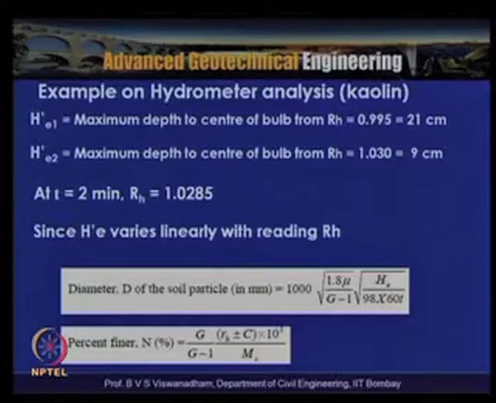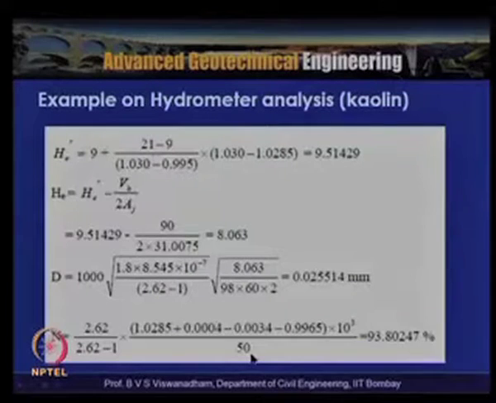Since H-E varies linearly with RH, by using this presumption, the diameter of the soil particle is calculated by D = 1000 × 1.8 μ divided by (G_s − 1) × square root of H-E over (98 × 60 × T), where T is the time at which the reading is being taken. The percentage finer N is equal to G by (G − 1) × γ, that is RH plus or minus C, the summation of all the corrections, into 1000 divided by the mass of the solids which is actually taken for suspension.